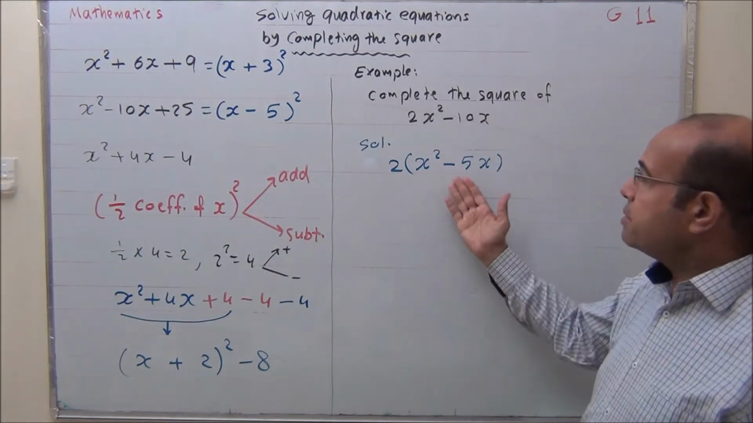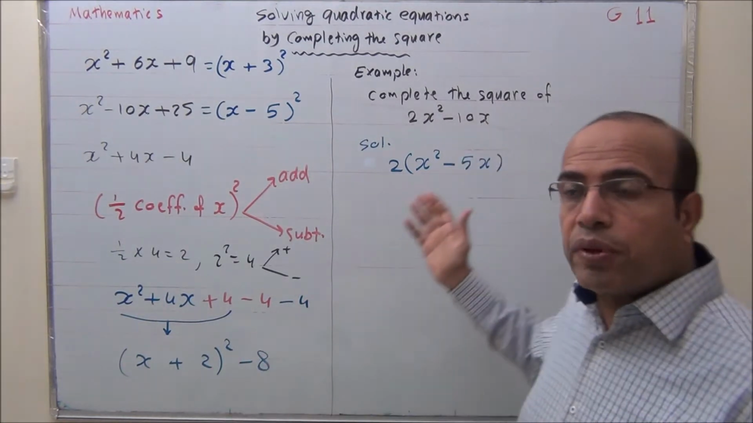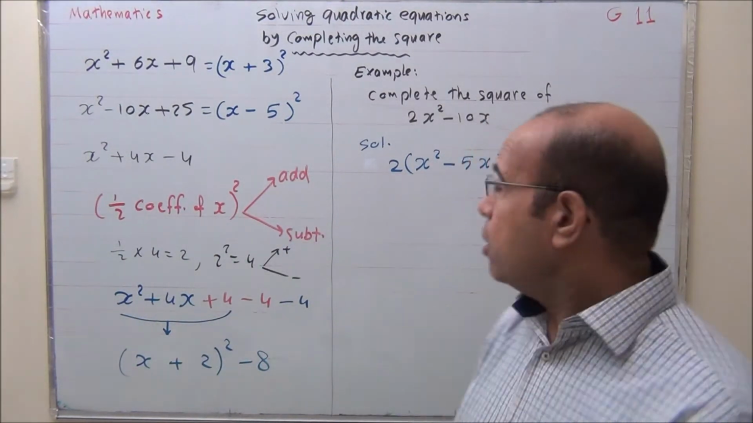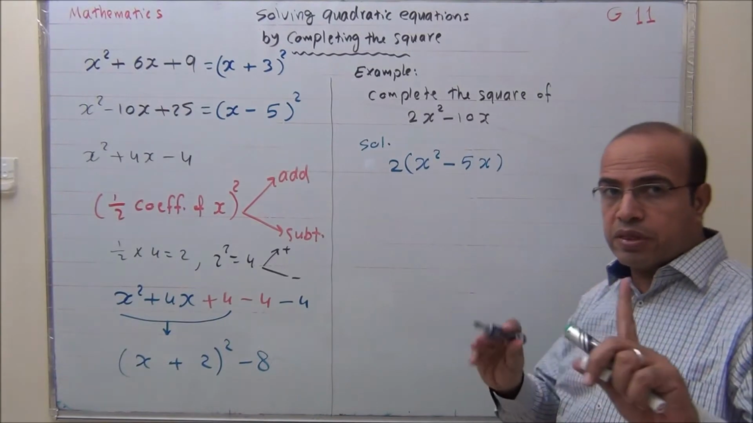We need to complete the square. We need to complete the square of this bracket. The method is to take half the coefficient of x. The coefficient of x is 5, without the negative.